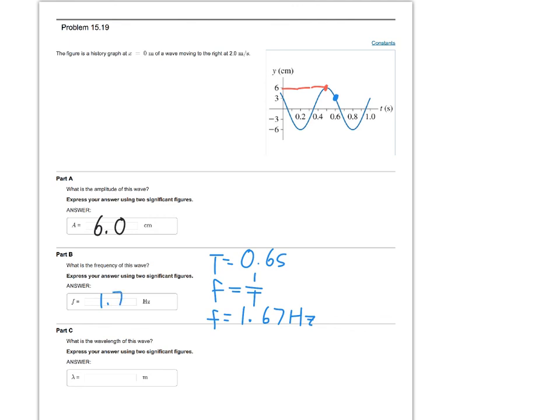For the last one, we want to know what is the wavelength of this wave. And so we're going to use that frequency that we just calculated in our velocity equation. Velocity is wavelength times frequency. We know our velocity is 2, our wavelength is what we're looking for, and our frequency is, I'm going to use the 1.67 hertz. And so when I go ahead and do that, 2 divided by 1.67, I get a wavelength here of 1.197 meters. Rounded to 2 sig figs, it's just going to be 1.2 meters.